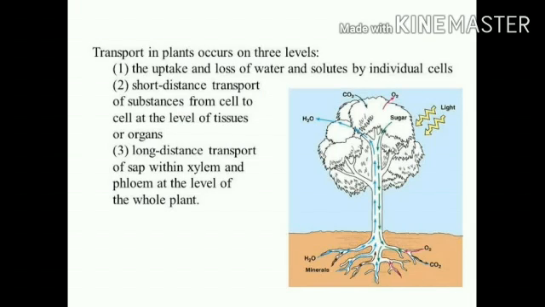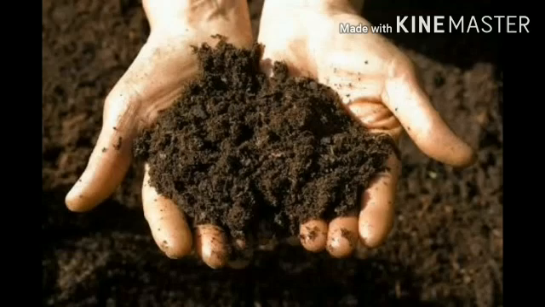Transport in plants occurs on three levels. 1. The uptake and loss of water and solutes by individual cells. 2. Short distance transport of substances from cell to cell at the level of tissues or organs. 3. Long distance transport of sap within xylem and phloem at the level of the whole plant.